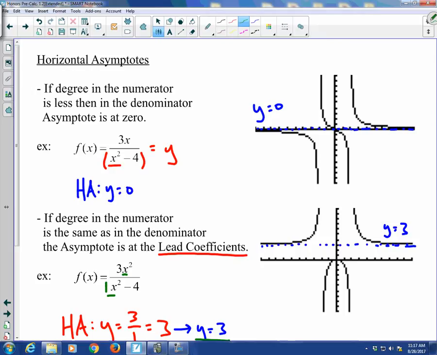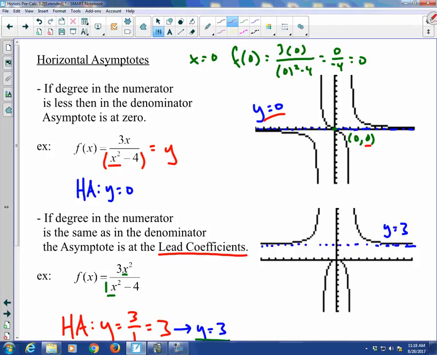If we look at our first example here, if we plug in the x value of 0, we would get f of 0 as 3 times 0 over 0 squared minus 4, which gives us 0 over negative 4, or 0. And so we're actually seeing the function achieve the ordered pair (0, 0), where the y value is right on that horizontal asymptote. So this is something that we can see for horizontal asymptotes.